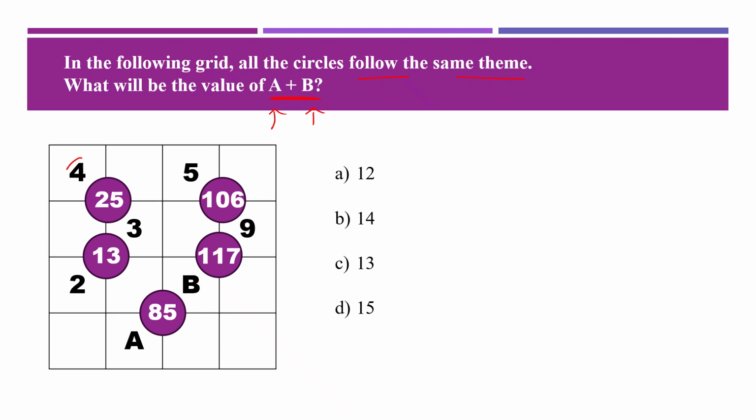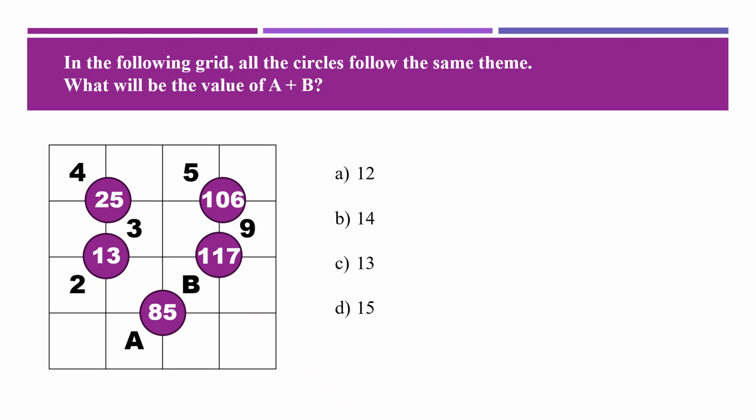I notice a pattern. 4 square is 16, 3 square is 9, and the sum of 16 and 9 is 25. So let's cross verify the pattern. Here we have 2 square, which is 4, and 3 square, which is 9. 4 plus 9 is 13. Great. I believe we found the pattern. 5 square is 25, 9 square is 81, and the sum of the two is 106.